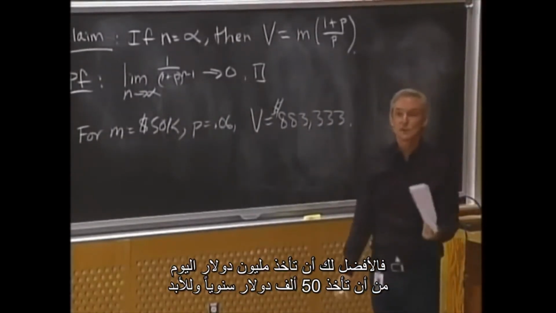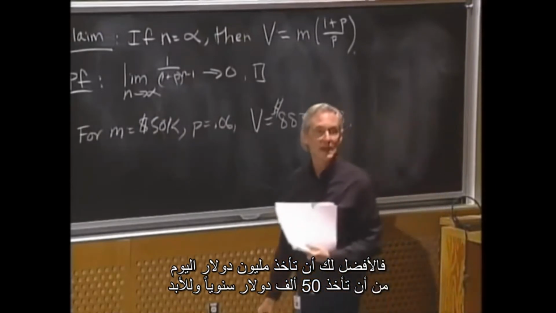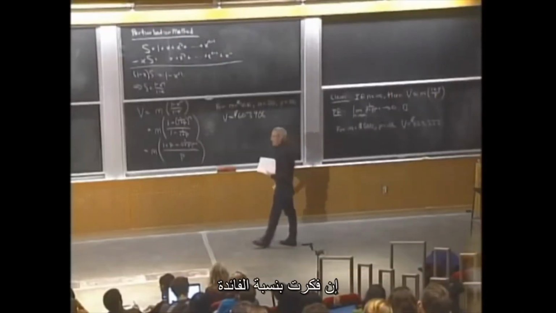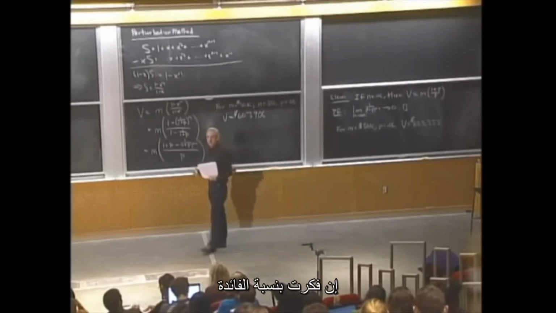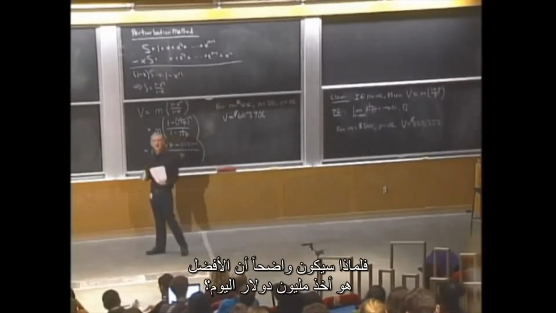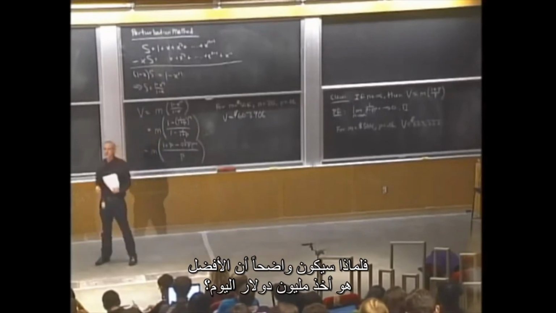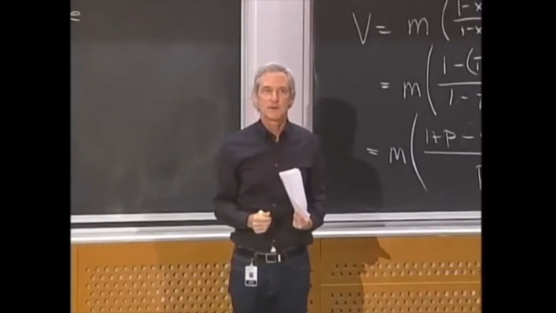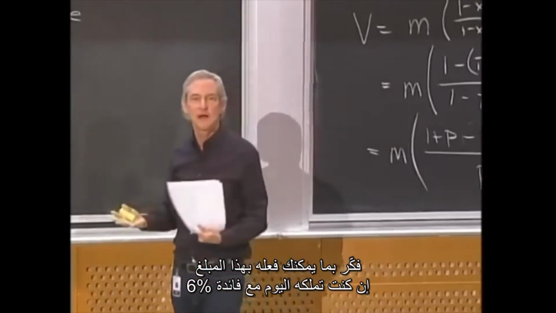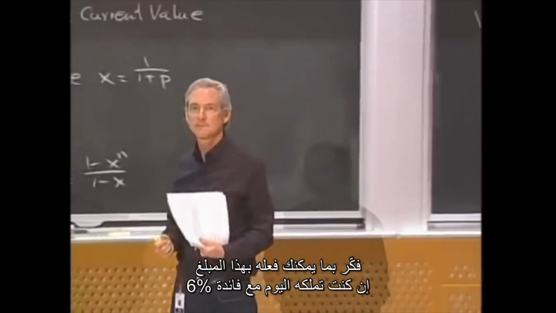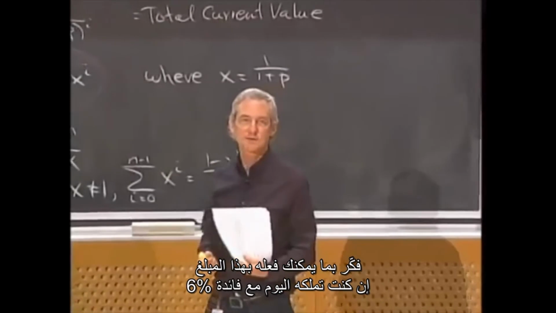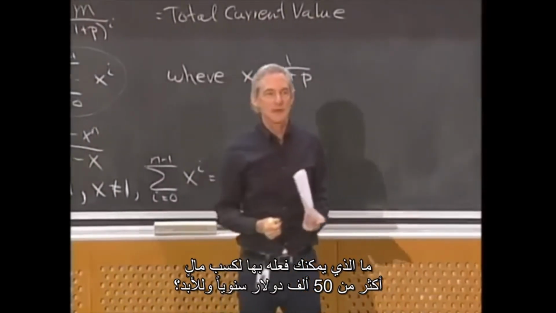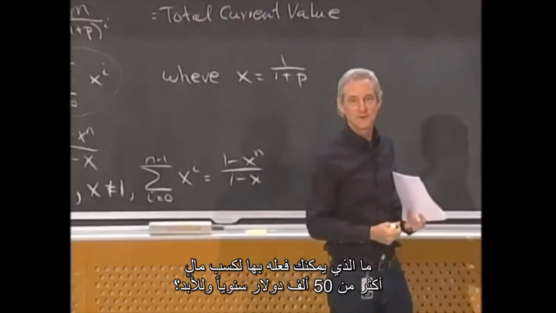All right? So you're better off taking $1 million today than $50,000 a year forever. Now, if you think about it as an interest rate, why should it be obvious that you're better off with $1 million today than 50 grand a year forever? Think about what you could do with that $1 million if you had it today at 6% interest. What would you do with it to make more money than 50 grand a year forever?